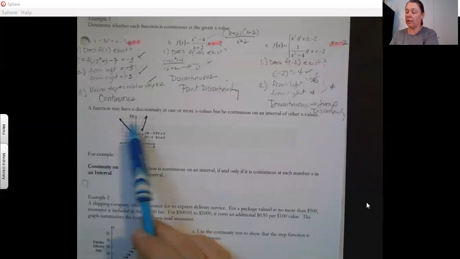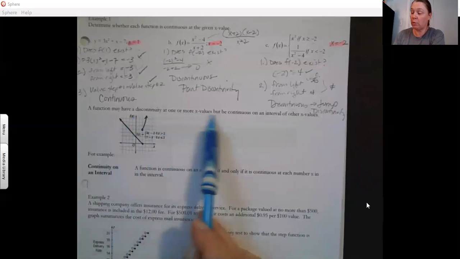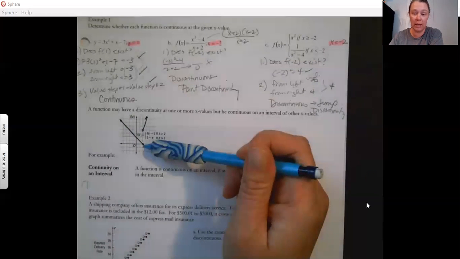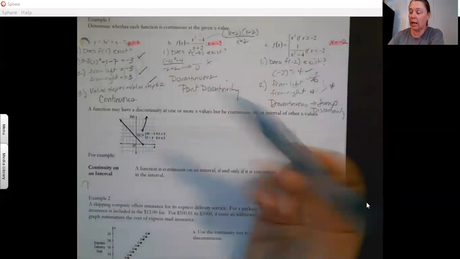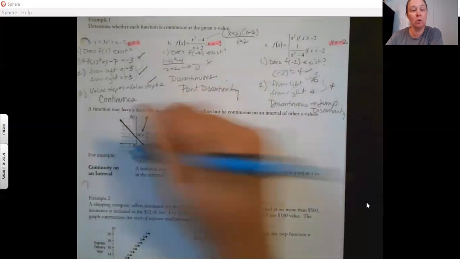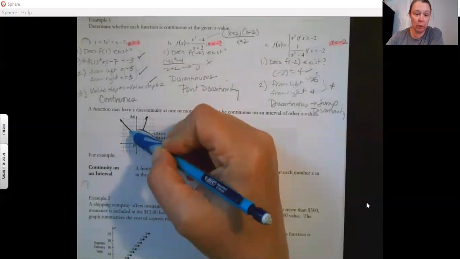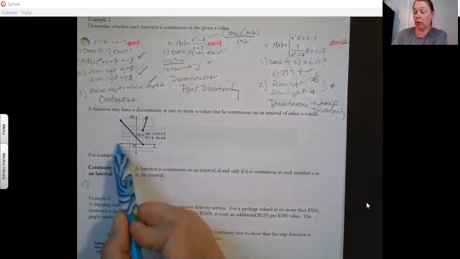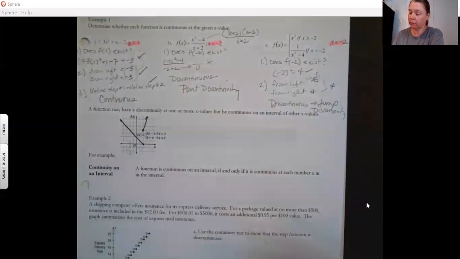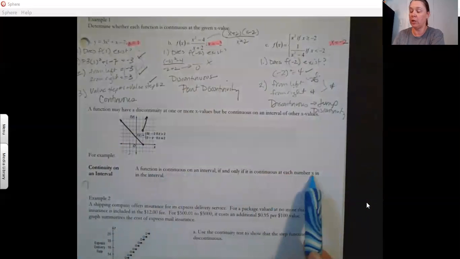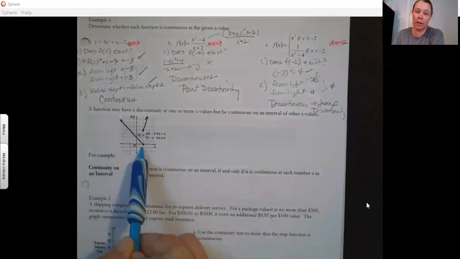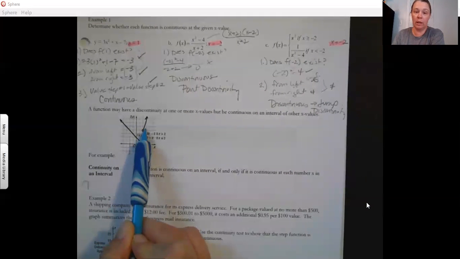All right, so this next one, a function may have a discontinuity at 1 or more x values, but be continuous on an interval of other x values. So this is discontinuous right here at 2. We see there's a jump discontinuity. But if I just said, hey, is it continuous at -2? Right here, we have no holes, we have no breaks, we have no asymptotes. It could be continuous on a separate interval, right? I could say it's continuous from -infinity to 2 or something like that. Okay, so that's what this says: a function is continuous on an interval if and only if it is continuous at each number on that interval. So I could say it's continuous from -infinity to 2, and then it's continuous from anything bigger than 2 to infinity.